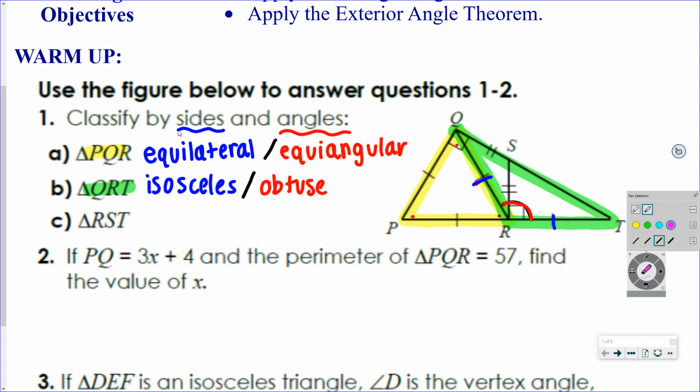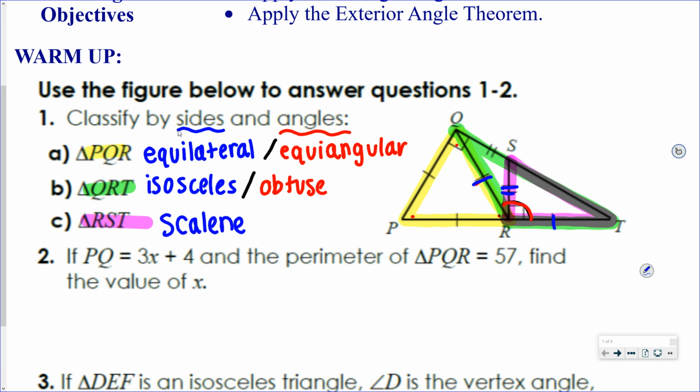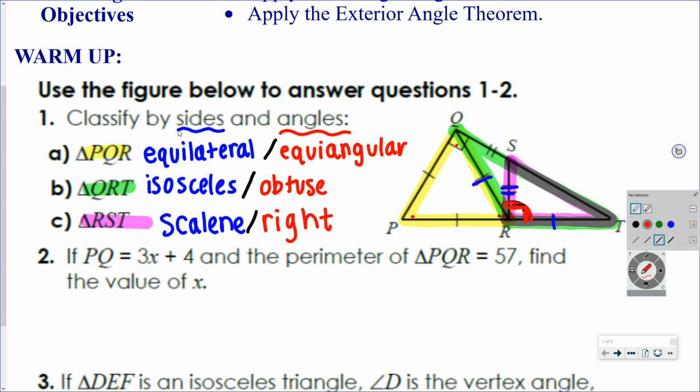Okay, one more here. Triangle RST. This one. All right, by its sides. No congruent sides. Matthew? Scalene, good. By its angles. Right. Yep, I see this right angle right here. There is a right angle right here. Right. What a great problem to review over all our vocab.